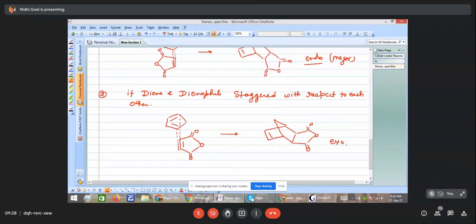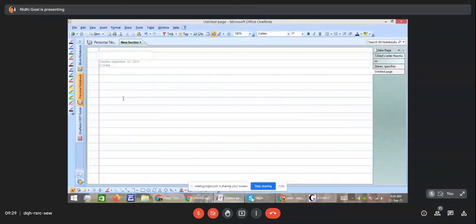So most of the questions come on the exo and endo product: which one is stable, which one is the major product, and what is the condition. If both diene and dienophile align one over the other, then the endo product will be formed. If they are opposite to each other or staggered, then the exo product is formed. And these are stereospecific. If the dienophile is cis in the reaction condition, then the cis product is formed. If the dienophile is trans, then the product will be trans.